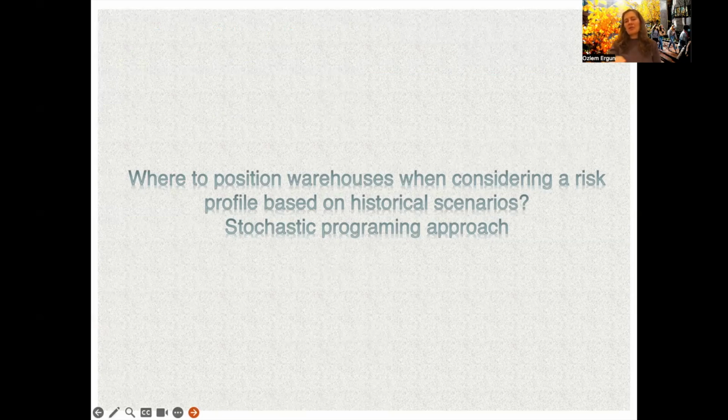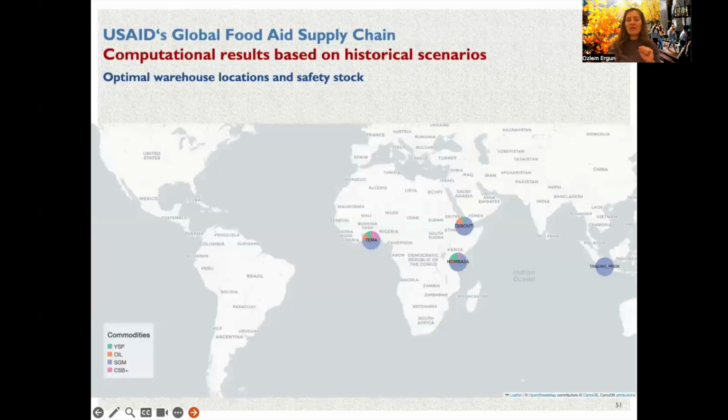So if we look at where to position warehouses when considering a risk profile based on historical scenarios, basically given all our historical scenarios, putting these all into our stochastic programming approach, we got different types of results based on some of the cases we studied. However, looking at where we should position our warehouses, we basically most of the time got these 4 warehouses, 3 in Africa and 1 in Southeast Asia. And this study actually included the budgetary constraint that USAID has to deal with, that they have over the funds that they can spend on opening up warehouses.